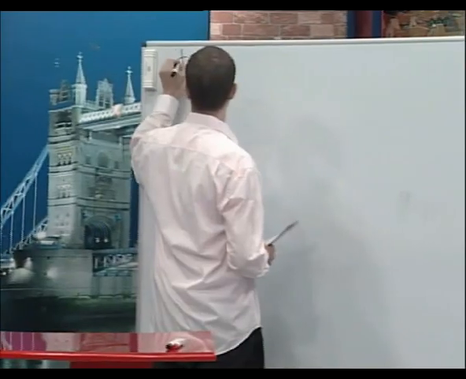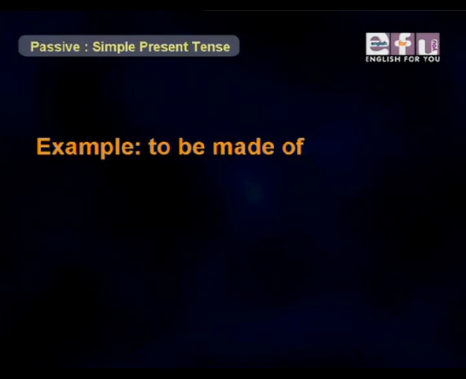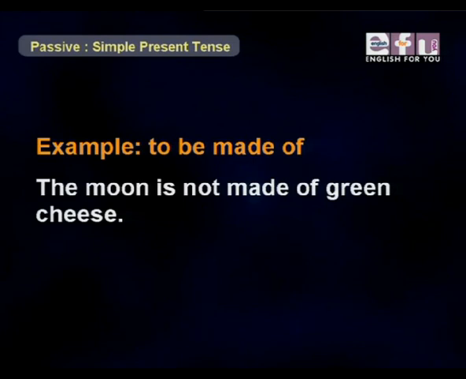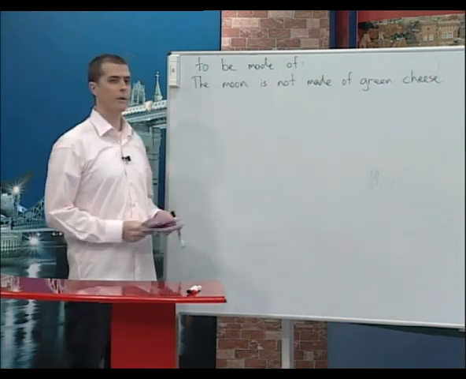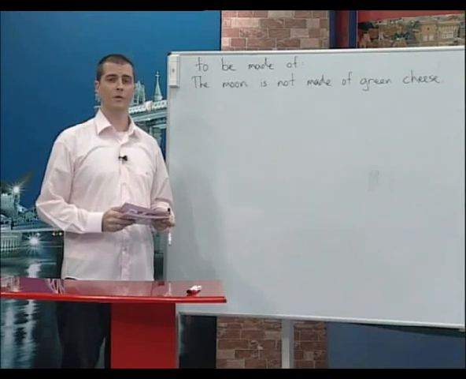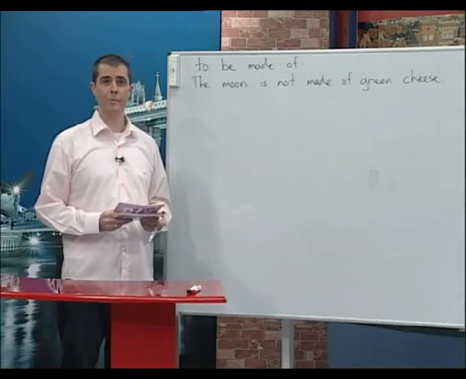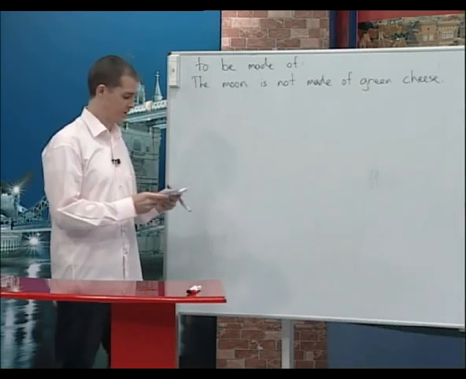Some verbs are often followed by certain prepositions, and they are used in the passive. For example, to be made of. Here's an example. The moon is not made of green cheese. Some people used to think it was made of green cheese.